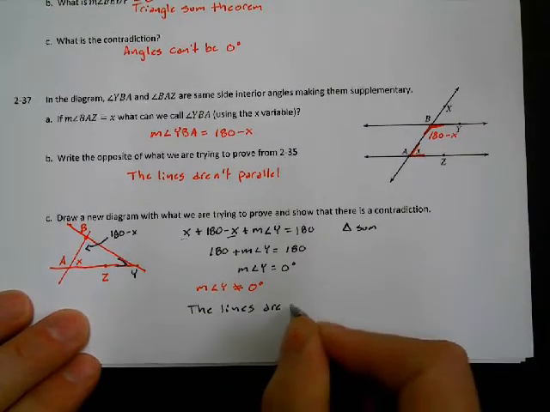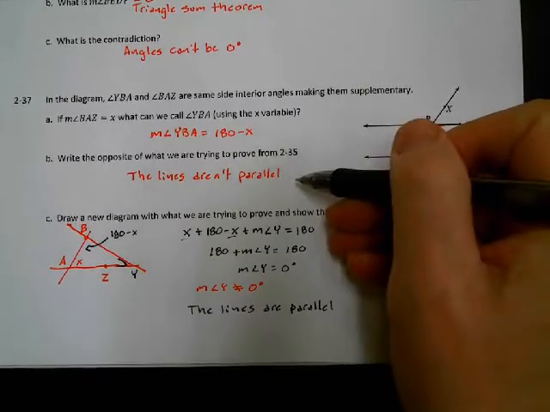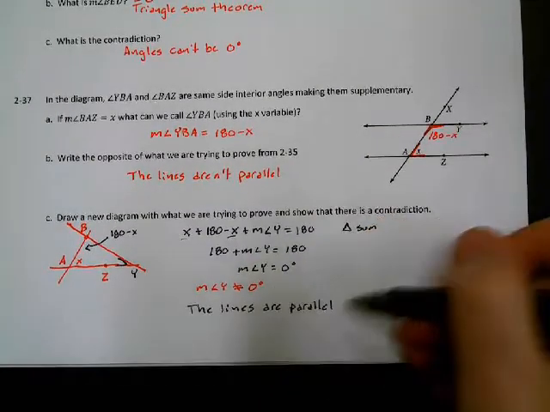We tried to prove the lines weren't parallel. It didn't work out for us, so that means the lines must be parallel. That is what proof by contradiction is.